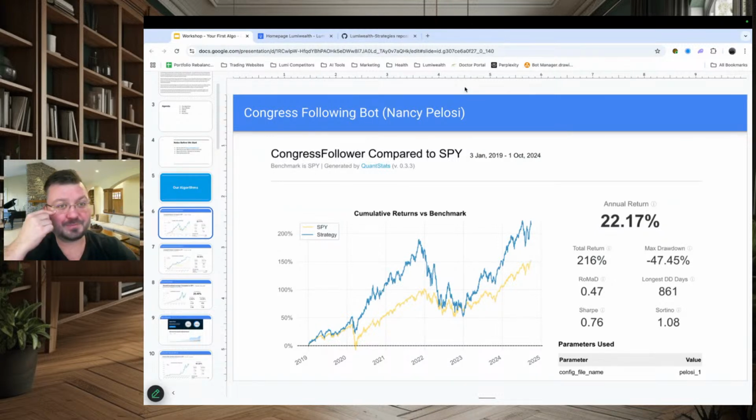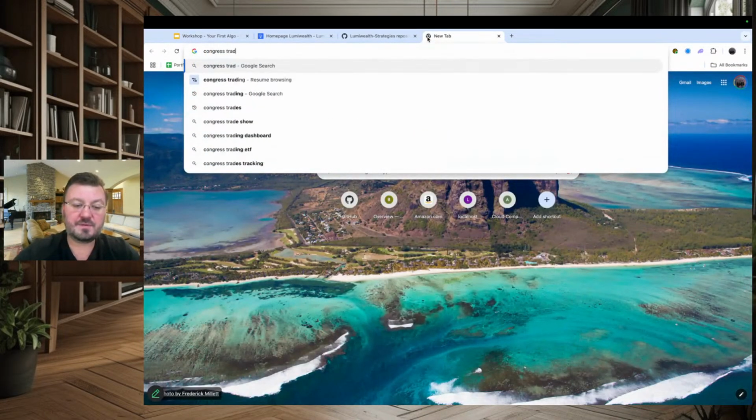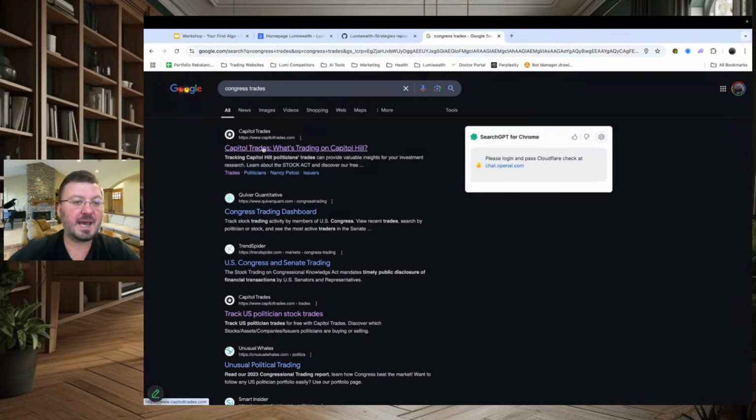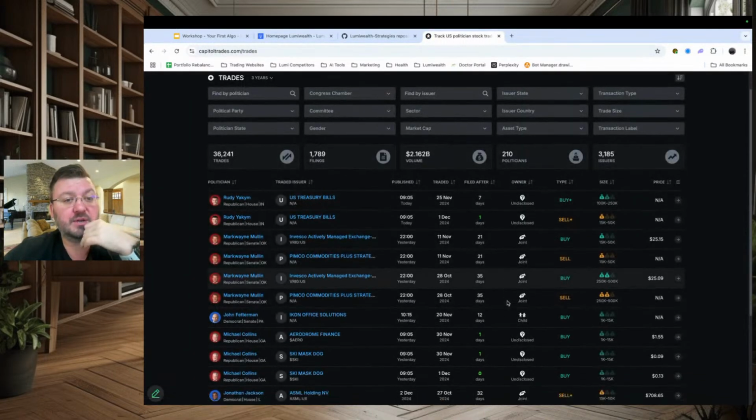We'll start off with our Congress following bot. This one in particular follows Nancy Pelosi, but this could be adjusted essentially to follow whatever Congress member you'd like to follow. Basically, we're getting the trades from websites like this. There's tons of websites, Capital Trades, QuiverQuant. We specifically use QuiverQuant. But you could use these algorithms here to follow your favorite Congress member.